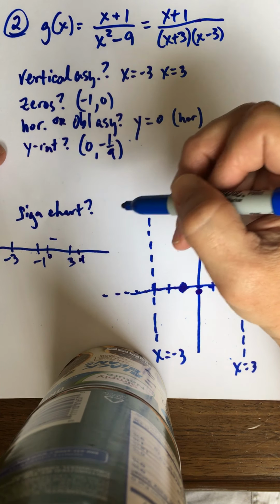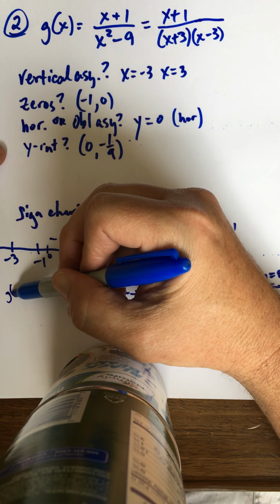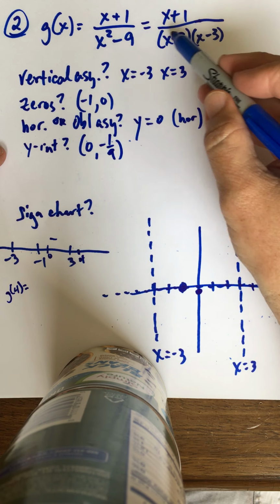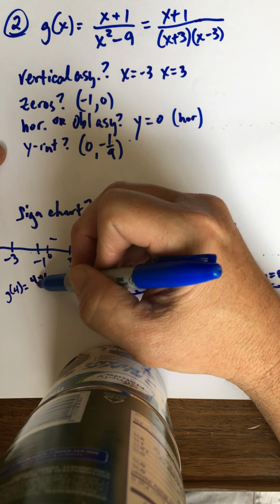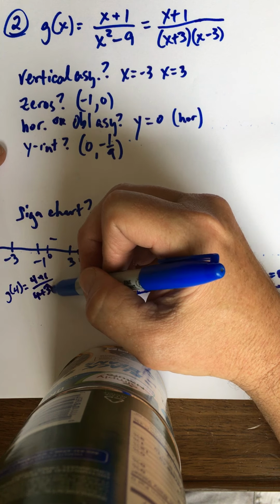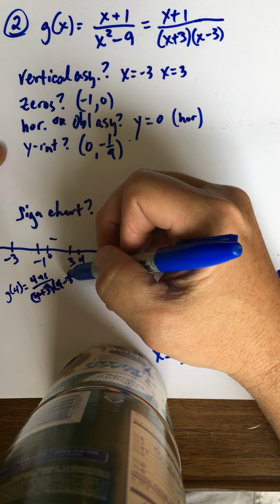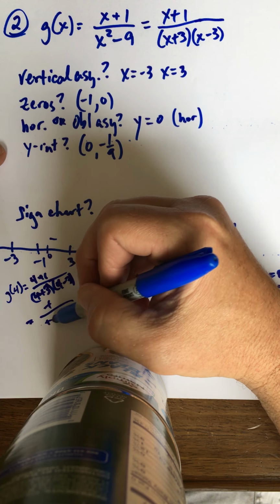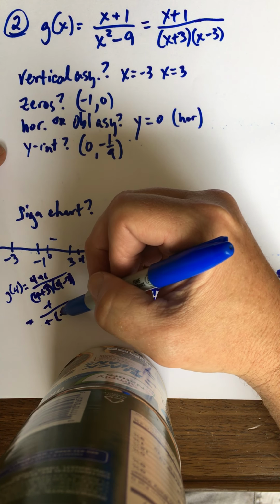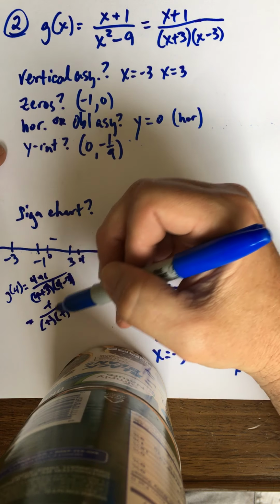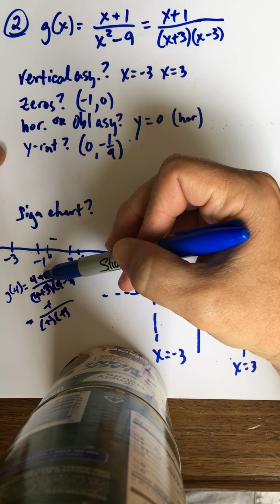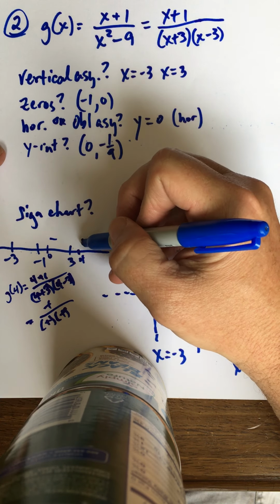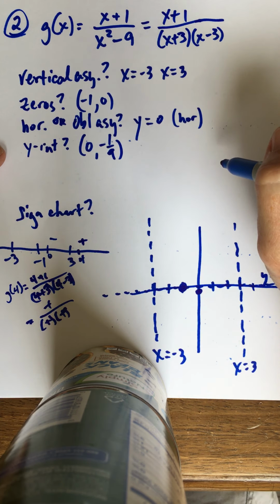If we check 4, if I do g of 4, just looking for the signs, it's easier to see right here. That'd be 4 plus 1, 4 plus 3, and 4 minus 3. That would be a positive over a positive times a positive. You see that? That's a positive 5, positive 7, positive 1. It's all 3 positives. Since everything's positive, everything up here is positive.